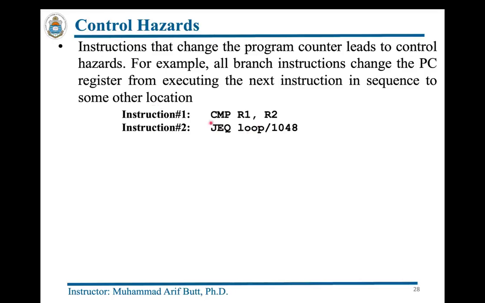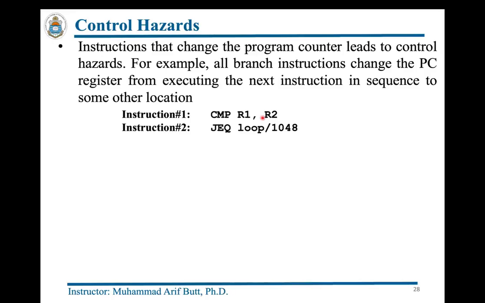Consider this example. Instruction 1 is a compare instruction which compares the contents of R1 and R2, and instruction 2 is a jump instruction. Jump if equal to this address 1048 or to this label loop. So this jump instruction will change the contents of the program counter if the contents of R1 and R2 are equal or same.